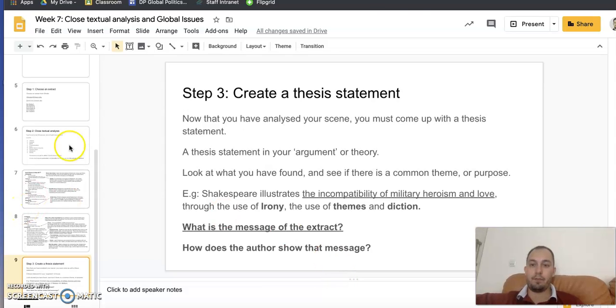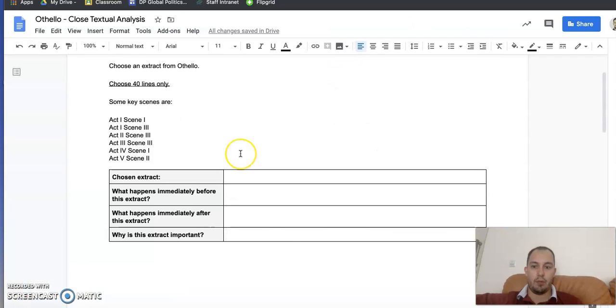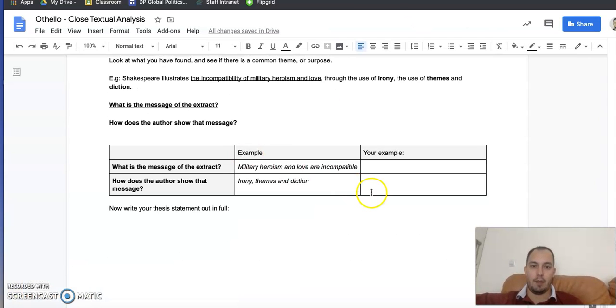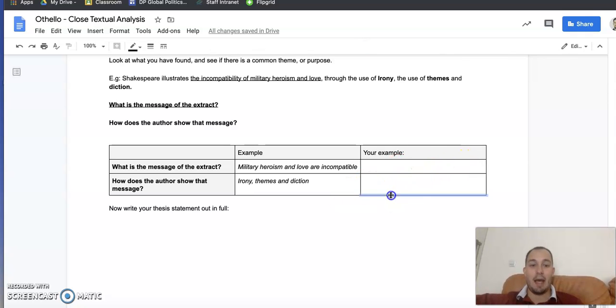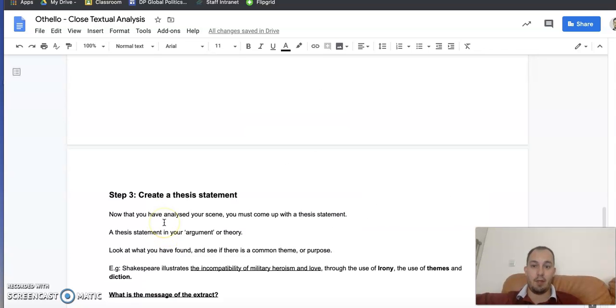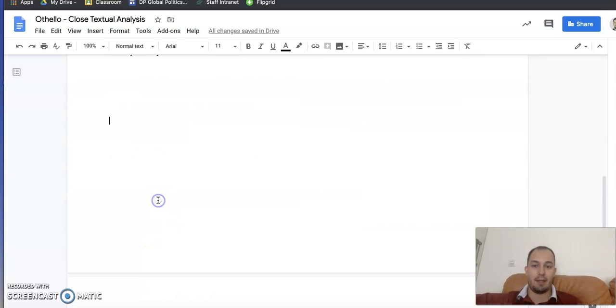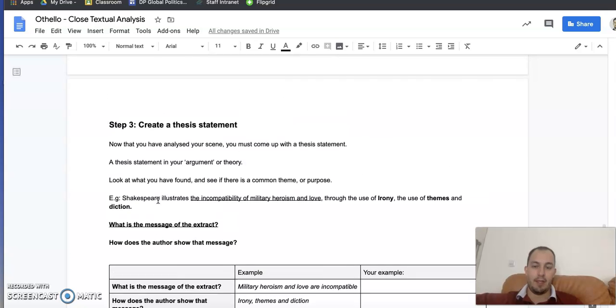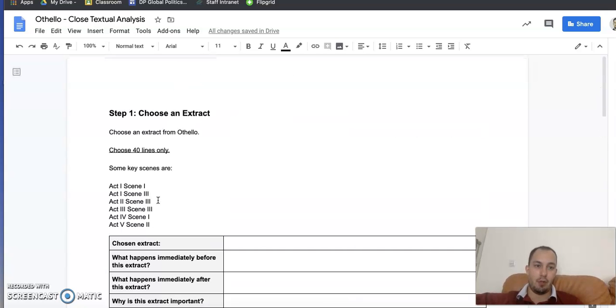Okay. And if you look on your document, you will see, so what is the message of the extract? How does the author show that message? And then combine it into your thesis statement. So you have space to do your analysis here. This is your thesis statement. This is your extract choice. So that is what we are doing this week.